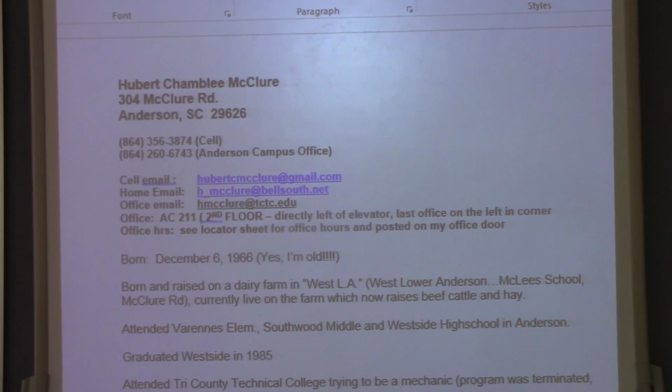There's my cell email. The reason I call it cell email, I know I go to Gmail and pull it up on the computer, but the reason I call it that is because it does come directly to my phone, so does all my other emails.